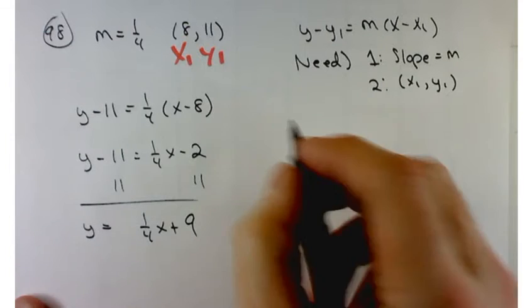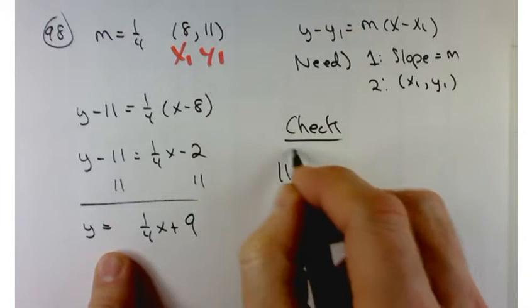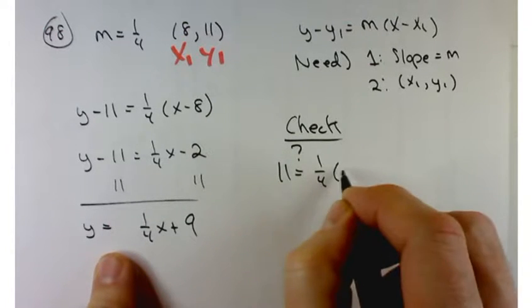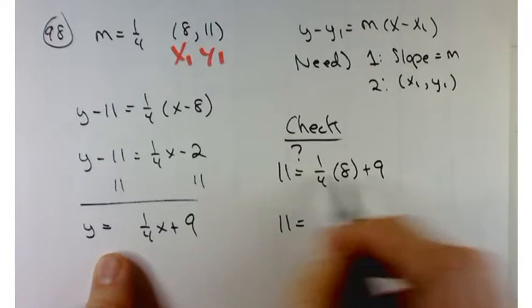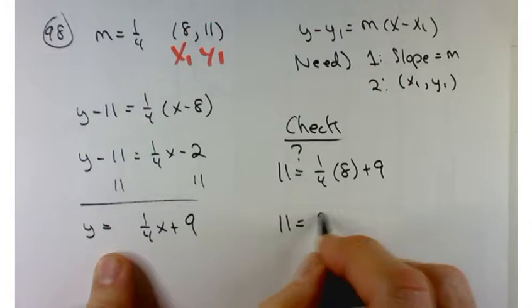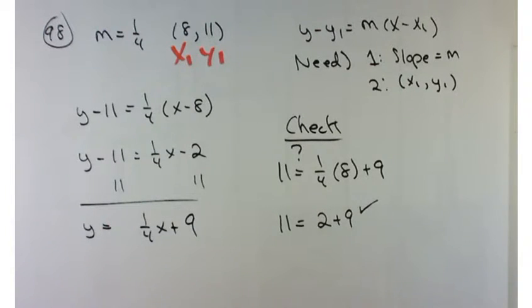Okay, so let's check it. Does 11 equal 1/4 times 8 plus 9? What's 1/4 of 8? 2. Yeah, looks like it works. So 11 equals 2 plus 9. Fine. Last thing we need to prove is that our line has the right slope. That's the easier one. You got the harder one. Good job, Gustavo. How do I prove that this line has the right slope?